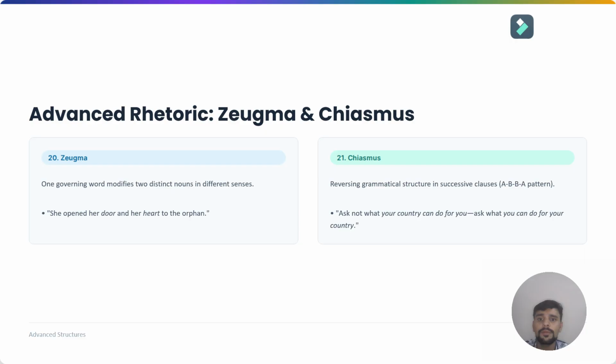The famous example is "Ask not what your country can do for you. Ask what you can do for your country." Notice the reversal. First, country, you. Then you, country. That balanced reversal makes the sentence memorable. Quick memory technique: zeugma is equal to one word governing two different things, and chiasmus is equal to structure gets reversed. Chiasmus is particularly powerful in speeches because the reverse structure sounds balanced and memorable.